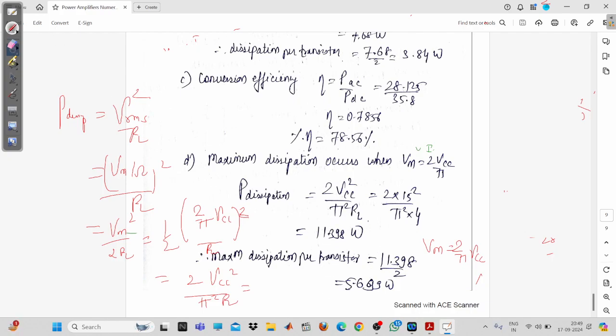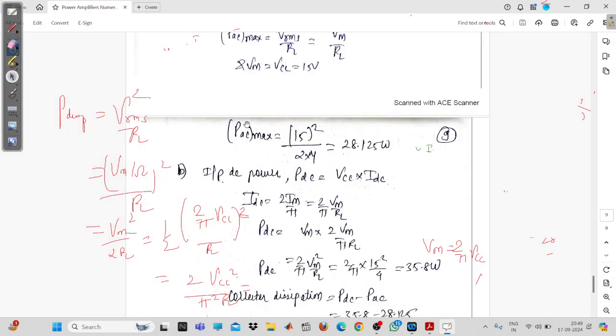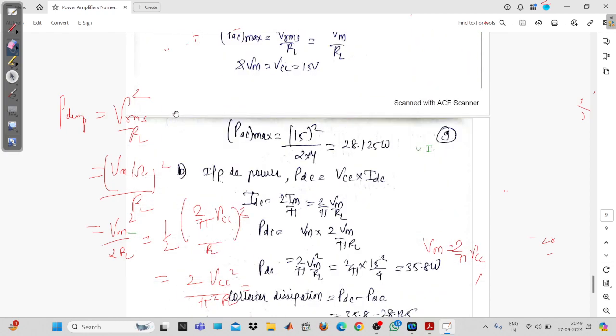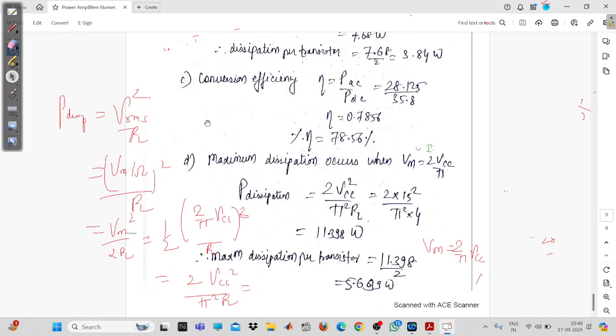Now here something peculiar has been asked. What has been asked? You can see that we have to calculate the maximum dissipation of each transistor. You have taken two transistors for the push pull amplifier, so in that case it will be divided by 2. So finally, the final answer is 5.699 watt. So in this way we have completed our numericals on the power amplifier. So thanks a lot for listening.